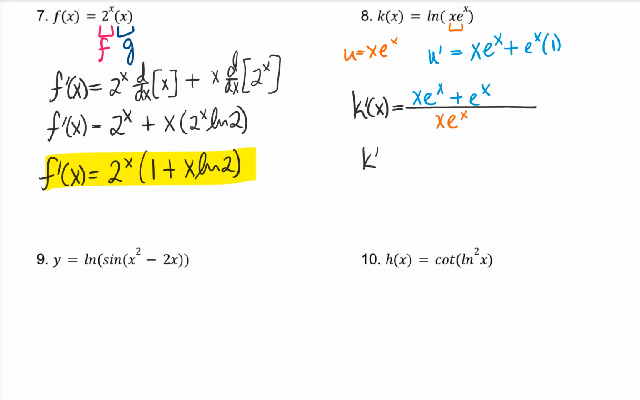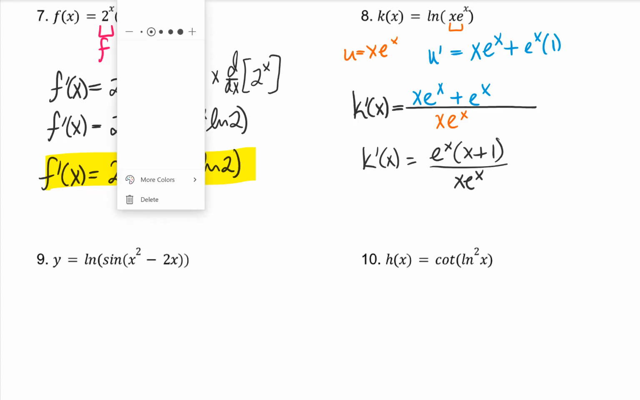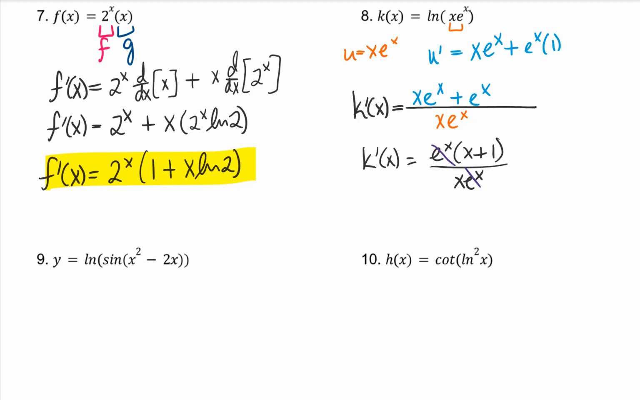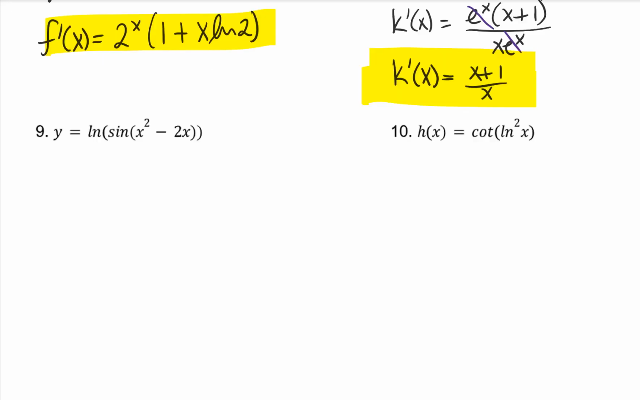We can factor out an e to the x. And then we can reduce. Our derivative is x plus 1 over x. Or if you derived the other version we did, that would be 1 plus 1 over x, which is equivalent.